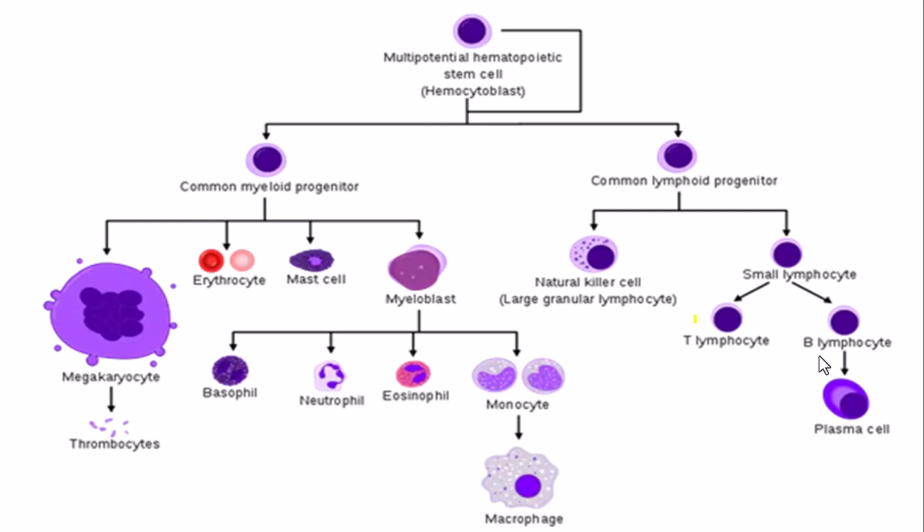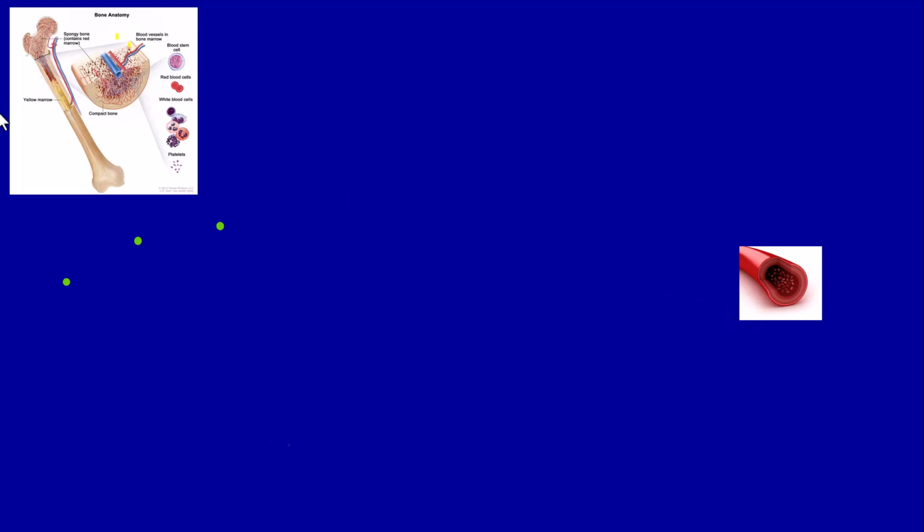But today our discussion is limited to the T lymphocyte. We will discuss how T lymphocytes are produced in the bone marrow, how they are shifted to the thymus and become mature T lymphocytes. As we already discussed, these cells are produced or originated in the bone marrow from the haematopoietic stem cell.